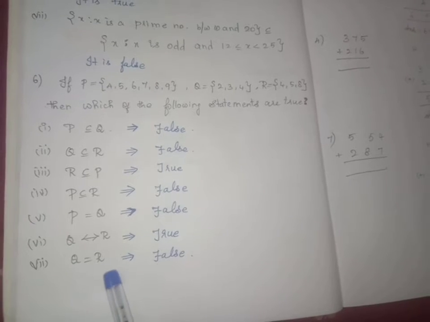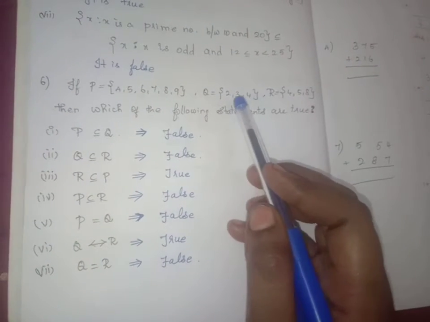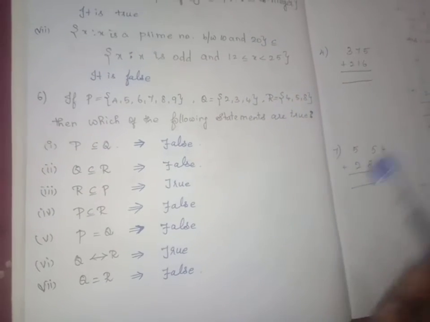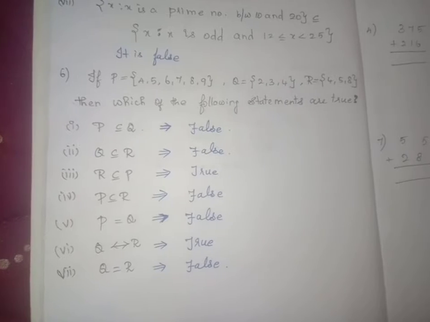The last, Q is equal to R. Equal means Q and R are not equal because {2, 3, 4} is not equal to {4, 5, 8}. So it's also a false statement.